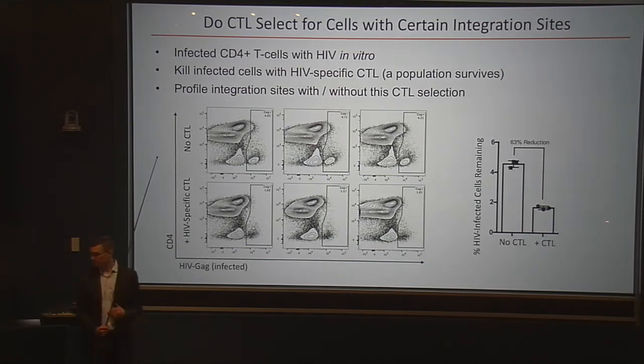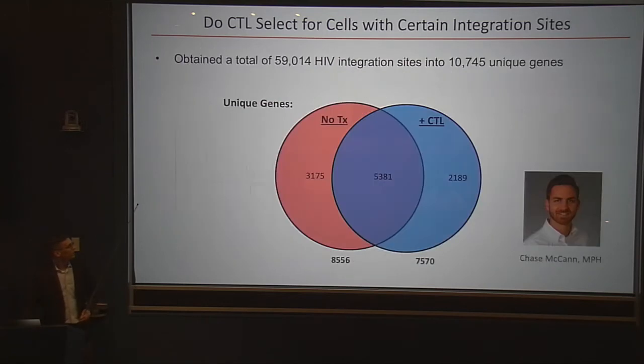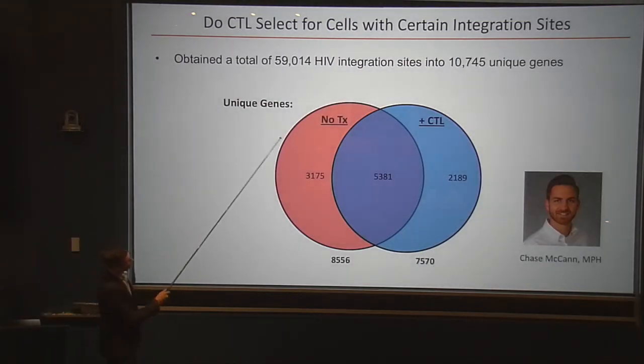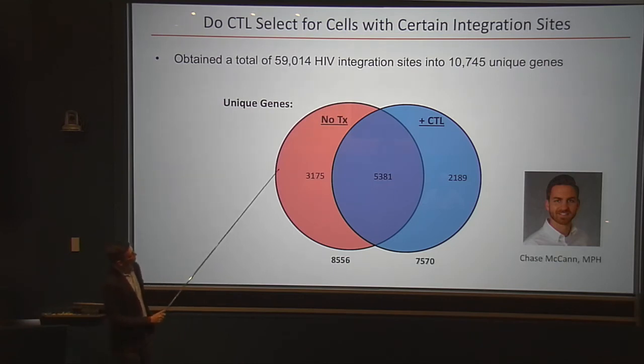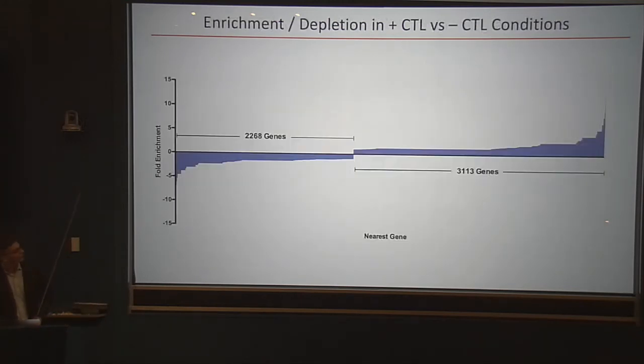So let's characterize those and ask if we can get any clues as to how they survived this process. So we got a large number of HIV integration sites. Integration site is where the virus inserted into the genome. And we can look at 5,331 sites that are shared between the no treatment condition and the killed condition. There's also some sites that are only present in one or the other that we so far haven't incorporated into our analysis. So again, these are kind of works in progress.